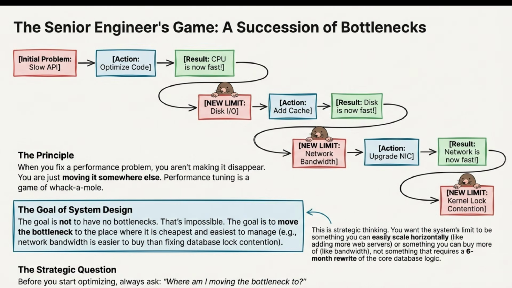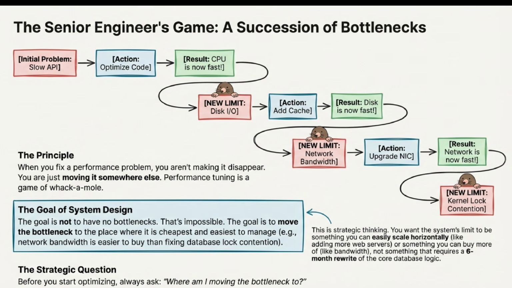The last thing I want to talk about in this section is the senior engineer's game of whack-a-mole. In a complex system, you are always limited by something. There's no such thing as a perfectly optimized system. There's only the current bottleneck. Imagine you have a slow API. You profile the code and find a slow algorithm. You optimize it. Now the CPU is fast. But suddenly, the API is still slow. Why? Because now that the CPU is fast, you're hitting the database harder, and you've reached the limit of disk I/O.